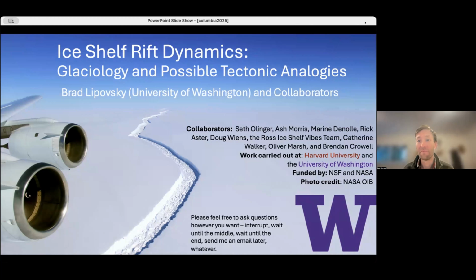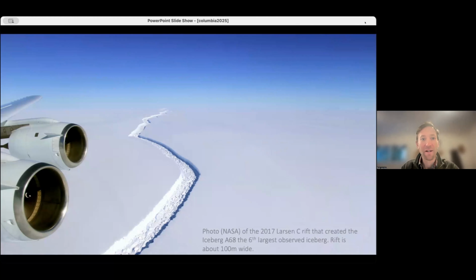I think there's a lot of interesting similarities and differences between tectonic rifts. And I guess I'll let you be the judge. I'll just dive right in here. This is a rift. It's about a couple hundred kilometers long. I think it got to be about 200 kilometers long before it finally broke off. It was incorrectly reported in the media as being the biggest iceberg that ever formed. It was actually the sixth largest.